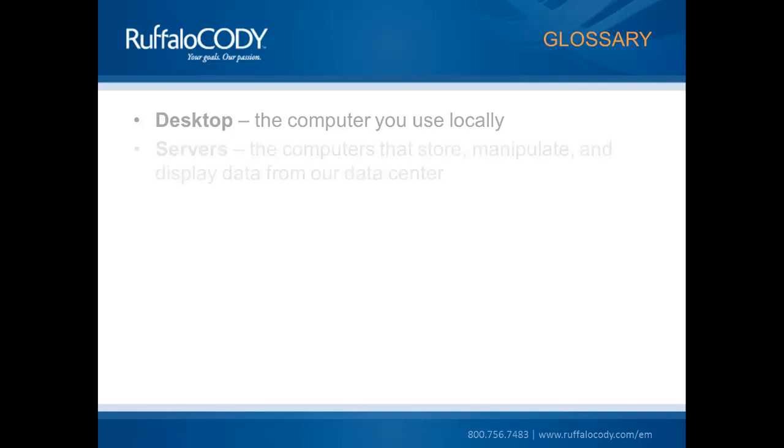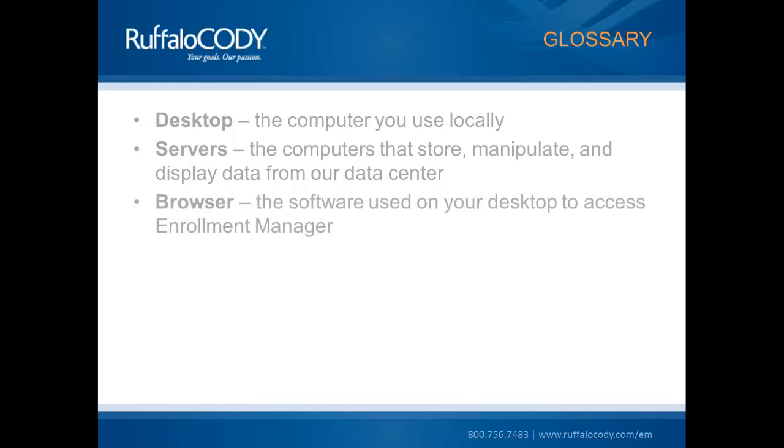Before we get into the presentation, I'd like to level the playing field and talk about some specific terminology that I'll be using during the presentation. For those of you that may not be very technical, I want to make sure that you understand the terms that we're using. Starting with the desktop. When we refer to the desktop, that's the computer that you are using locally. So for most people, that's either a desktop PC or a laptop. We'll also talk about servers. Servers are the computers that we have on our end. And the servers are big beefy computers that store, manipulate, and display data. All those servers are in our secure data center. So that's where all the back-end processing happens. We'll also talk a lot about browsers today, and the browser is essentially software on your computer, on your desktop, that you use to access Enrollment Manager. And today, Internet Explorer is the name of the browser that you're currently using.